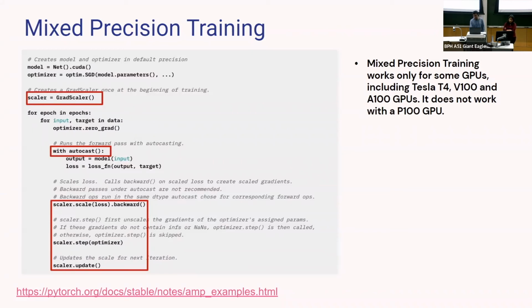As you can see, mixed precision training only works for some GPUs, not all of them. Tesla T4, V100 and A100 GPUs are what come to mind. It doesn't really work with a P100 GPU, so you might not get the exact same benefit. For those using Colab Pro, you might be getting P100s most of the time. But if you do get a Tesla T4, maybe try it out. Sometimes a P100 is faster, sometimes a T4 is faster with mixed precision. So you have to try it out.